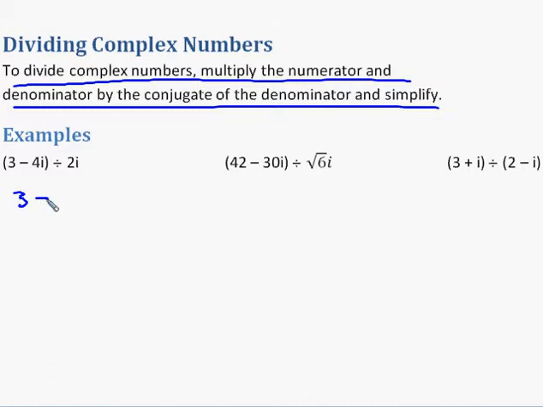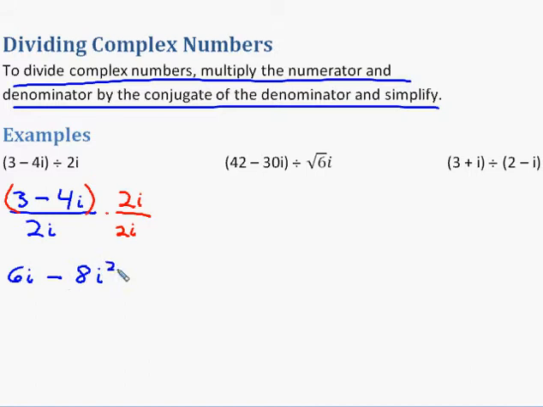So we have 3. I'm going to write this as a fraction rather than how it's written there. And so we're dividing. We're going to multiply top and bottom by the conjugate. Well, the conjugate of positive 2i is negative 2i, so we're going to multiply top and bottom by negative 2i. In the numerator, we get 2i times 3 is 6i, minus 2i times 4i is 8i squared. And we have i squared again. Keeps showing up and showing up and showing up.